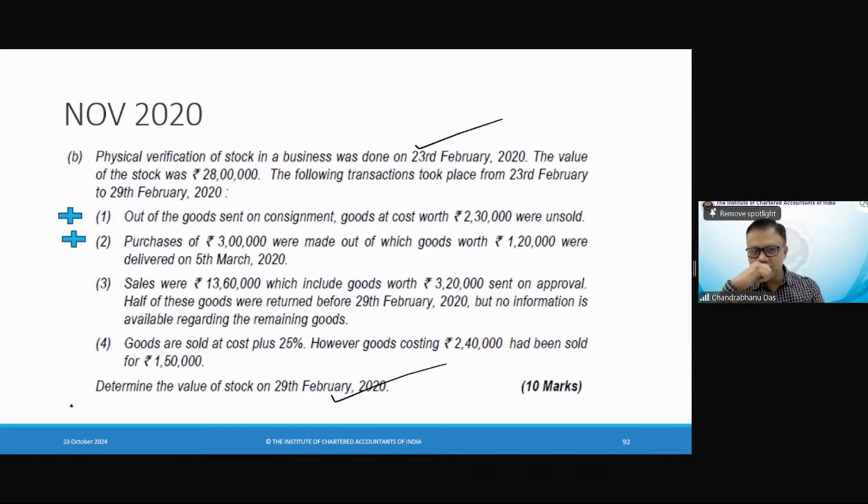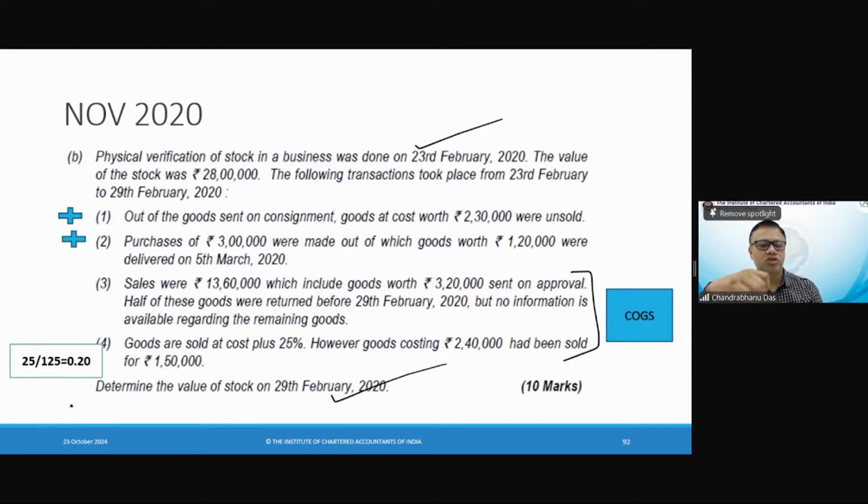So purchases will also be added. In the working notes, if you write down point number 1 plus, point number 2 plus or minus, then while calculating the value of stock, it will be easy for you to remember. Then these two pieces of information become vital here to find your cost of goods sold, because you have to take out the goods which are sent for approval also. Profit is 25% on cost, so 25 by 125 means the profit margin on sales is 0.20.